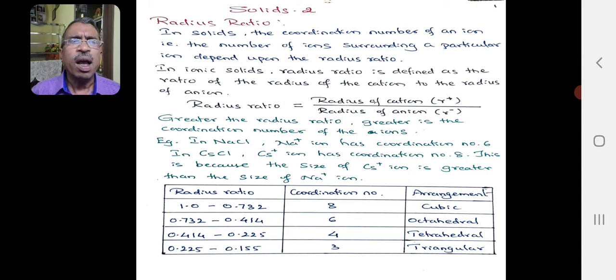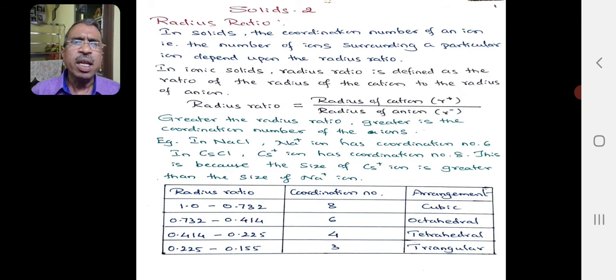Let us take an example. In sodium chloride, the sodium ion has coordination number 6. In cesium chloride, the cesium ion has coordination number 8. This is because the size of the cesium ion is greater than the size of the sodium ion. Below I have given a table giving the radius ratio range and the corresponding coordination number and the arrangement or the structure of the unit cells.